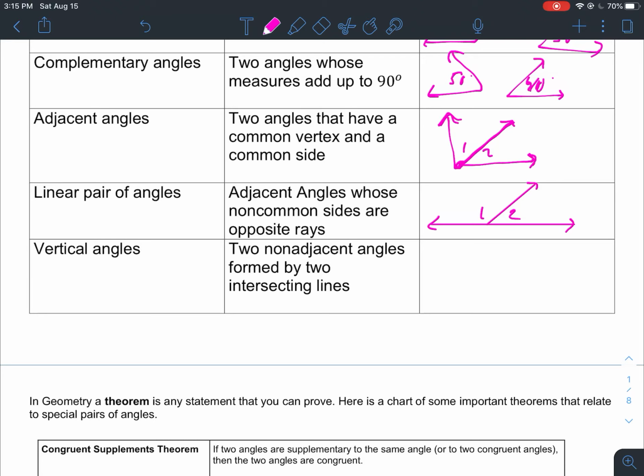Last one, vertical angles. Vertical angles only occur when we have two lines, at least two lines, intersecting. So maybe we have two lines that look like this, intersecting. The two angles that are across from each other, so for example, those two are called vertical angles.